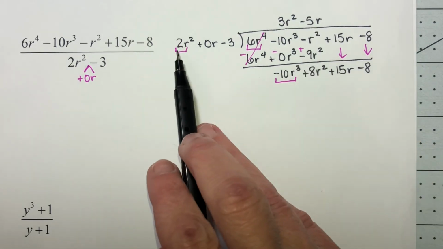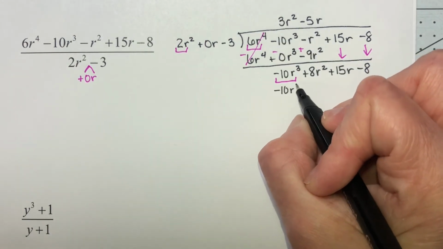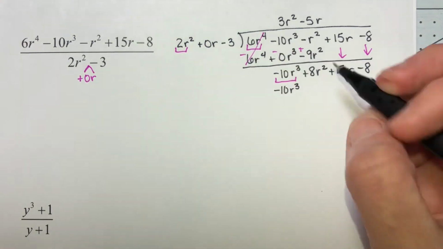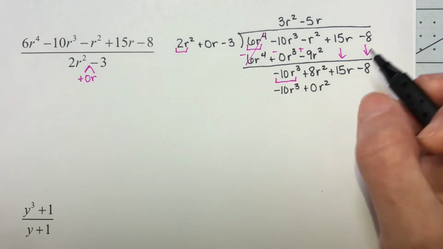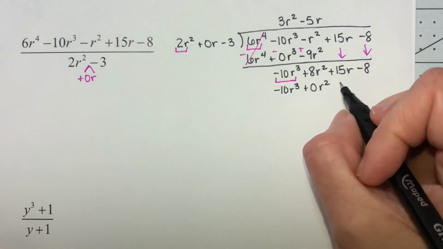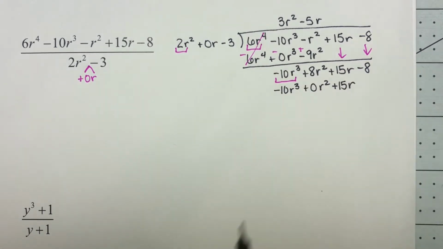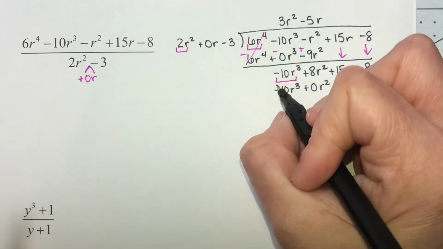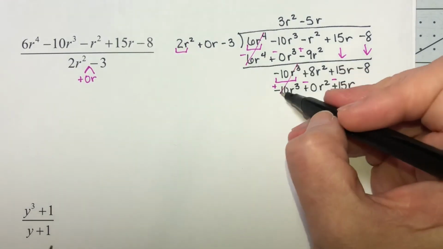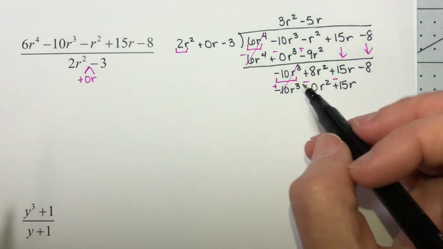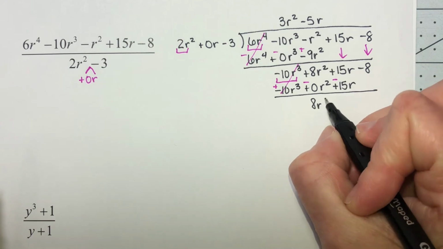Negative 5r times 2r squared is negative 10r cubed. Multiply here. Of course, we get the 0, and I'm going to put r squared. And then multiply here, and I get positive 15r. Change your signs. This cancels, and we add. We get 8r squared.